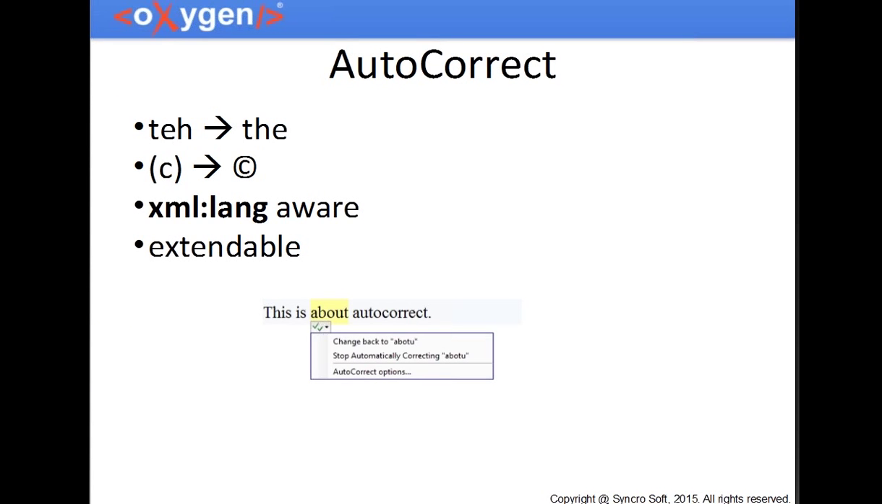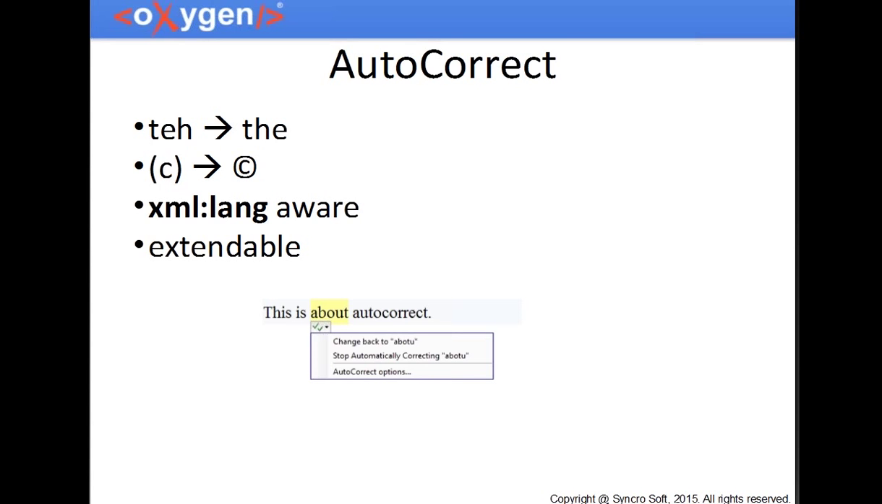This support is extendable, so we are supporting the LibreOffice AutoCorrect dictionaries. They're basically an XML file with mappings between misspelled words and replacements. So if we don't offer AutoCorrect for a specific language, you can just go and download the LibreOffice dictionaries, drop them in a specific location in oXygen, and it will start to work.